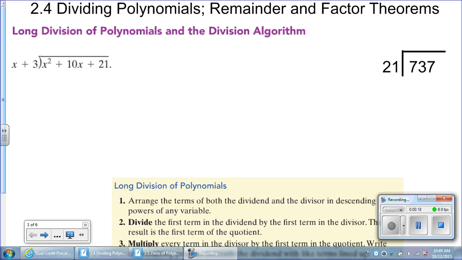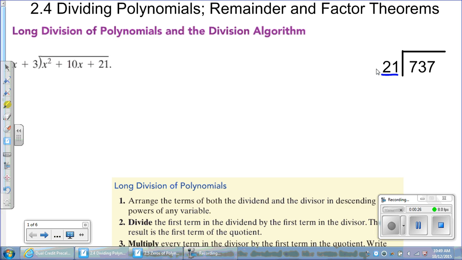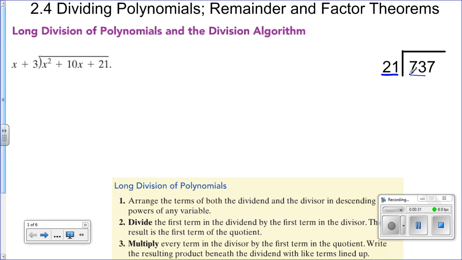And so here we have 737 divided by 21. Because we have a two-digit number here, 21, we must take the first two digits of 737. By the way, the number we have here, the one inside, is called the dividend. The one outside is the divisor, the one performing the division. So if we divide 73 by 21, I believe that goes in 3 times.